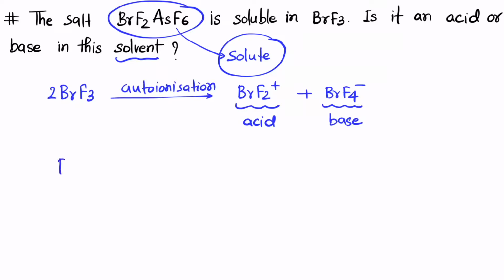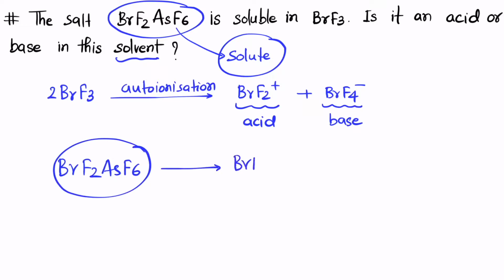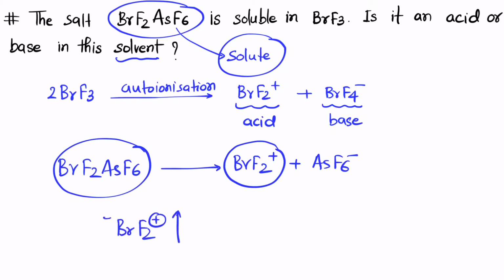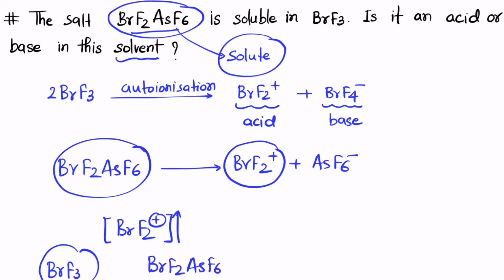Now this is the solute, that is BrF2AsF6. How will this break into ions? Its ionization will give you BrF2+ and AsF6-. Now you can see BrF2+ is common to the cation of the solvent. It means the BrF2+ concentration is being increased on addition of this salt. So since this is the cation of the solvent BrF3, the salt BrF2AsF6 behaves like an acid.